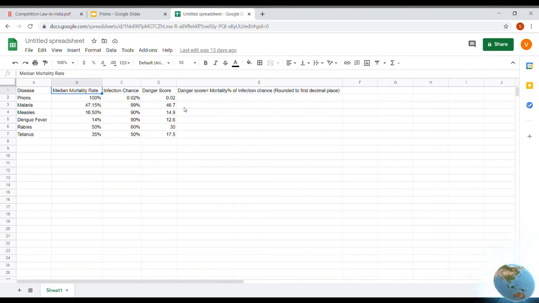Malaria 46.7, measles 14.9, dengue fever 12.6, rabies 30, tetanus 17.5. So now, seeing all this, you can realize how puny the number of people prions have killed is. It's so unlikely that you're going to get prions in the first place that it's very hard for anyone to die from them. There are only a few hundred to a few thousand cases of prion diseases a year. It's just too rare to be considered any sort of threat to the layman.